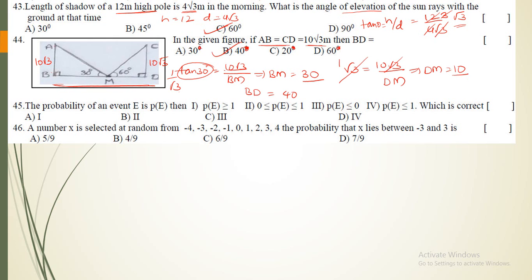Next, moving on to one more question. The probability of an event is P of E. Then P of E is greater than or equal to 0. Is this statement correct? It is true. Next statement: probability of any event lies in between 0 and 1. So it is correct. Next, probability of E is less than or equal to 0. So this statement is wrong. Next, P of E is less than or equal to 1.